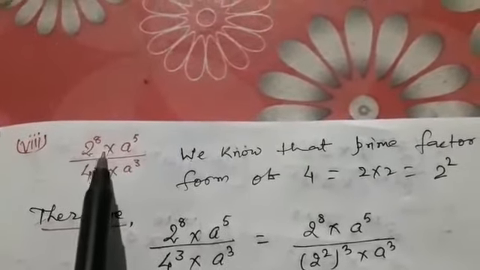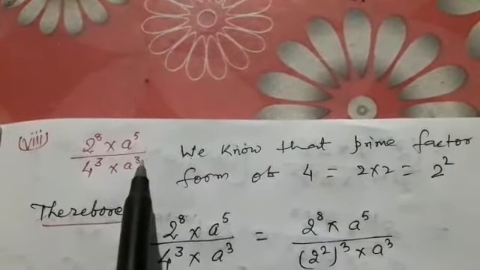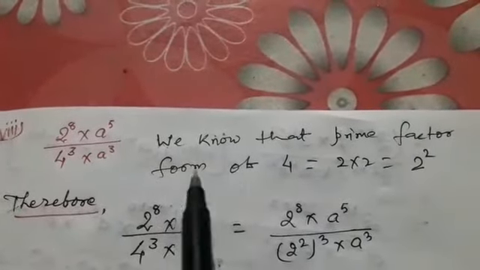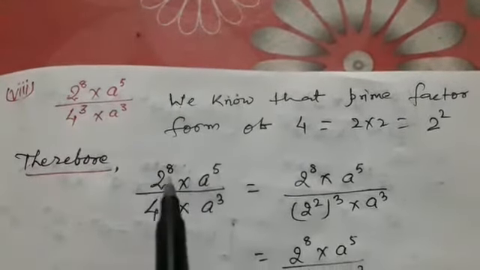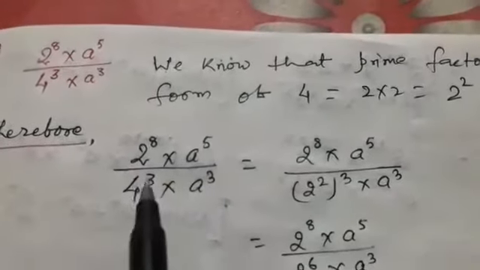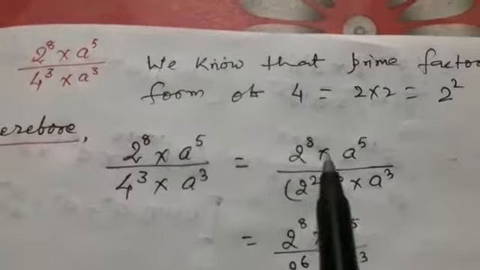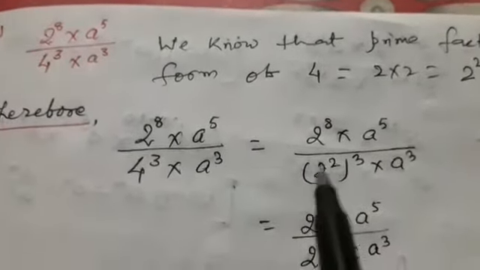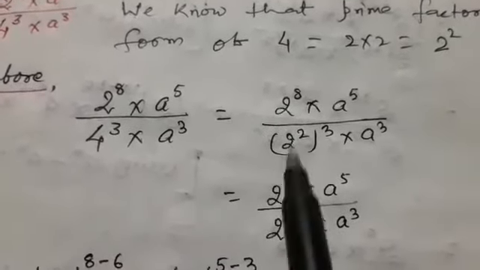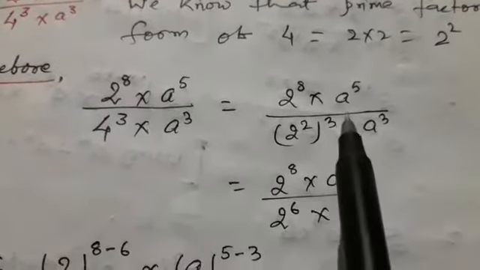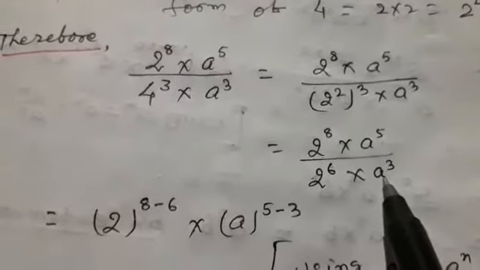Next is 2 to the power 8 multiply a to the power 5 by 4 to the power 3 multiply a to the power 3. As we know that the prime factor of 4 is equal to 2 multiply 2 equal to 2 square. Therefore, 2 to the power 8 multiply a to the power 5 by 4 to the power 3 multiply a to the power 3 is equal to 2 to the power 8 multiply a to the power 5 by 2 square, that is 4, to the power 3 multiply a to the power 3, which is equal to 2 to the power 8 multiply a to the power 5 by 2 to the power 6 multiply a to the power 3.